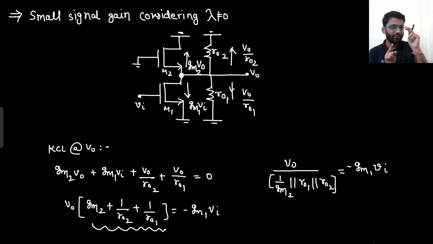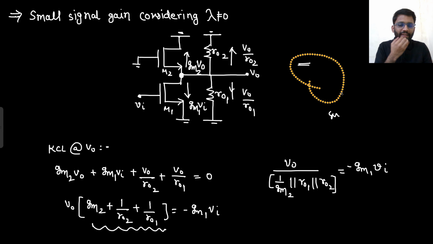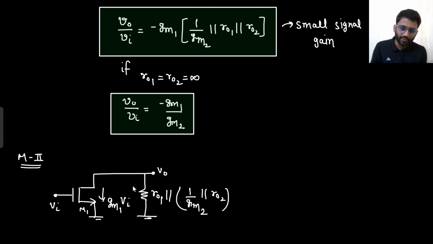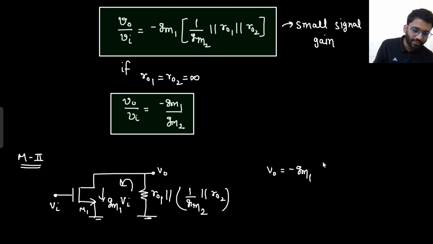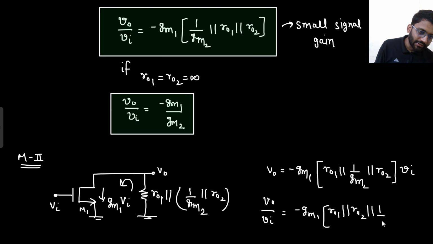From V0 to ground, you see R02 parallel with R01 parallel with 1 by GM2. How? Because both are shorted. This is also shorted, this is also shorted. So from here, I can see 1 by GM parallel with R0. Well and good. Now this GM Vin current is flowing through this resistance. What will be your V0? V0 will simply be minus GM1 into R01 parallel with 1 by GM2 parallel with R02, into Vin. So V0 by Vin is minus GM1 into R01 parallel with R02 parallel with 1 by GM2. That's it.